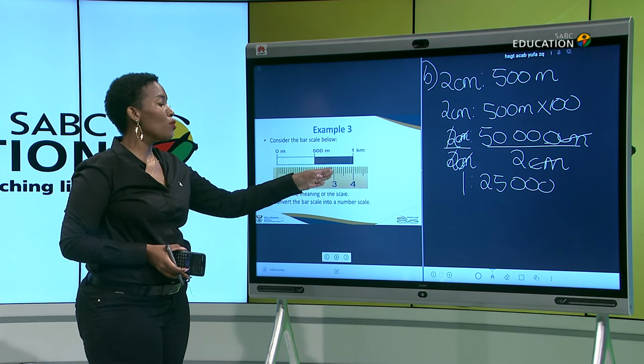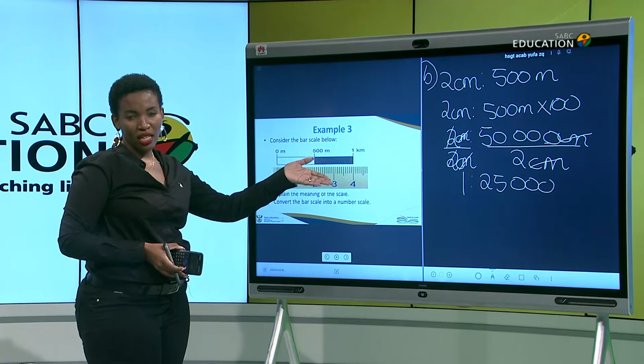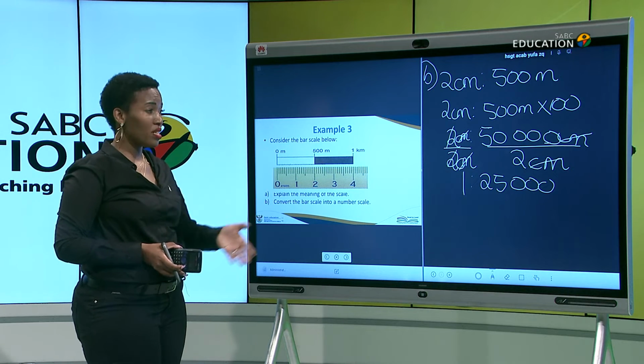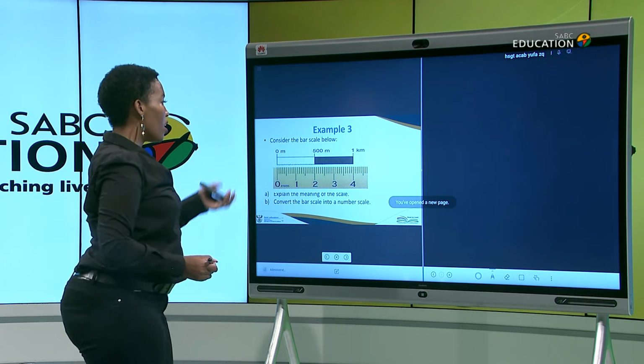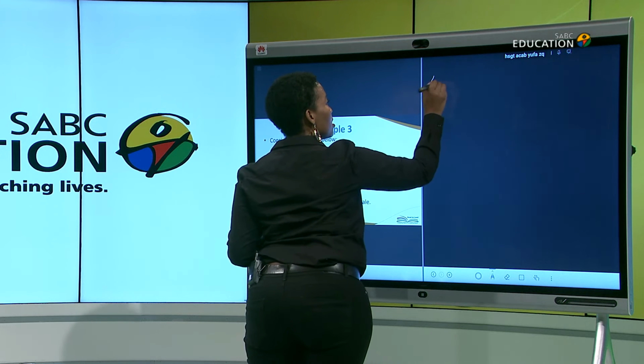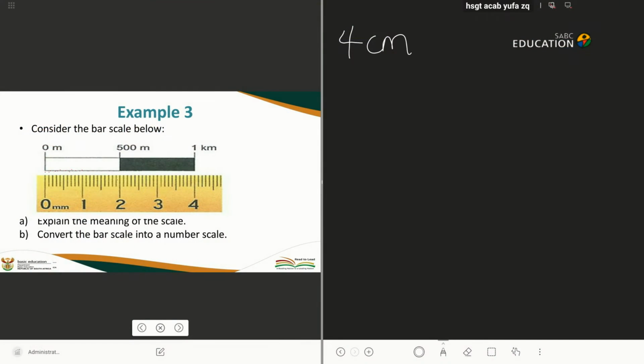Let us see if we use 4 centimeters and 1 kilometer. Will our answers be the same? Let us check. If I'm going to use 4 centimeters, to say 4 centimeters is equivalent to 1 kilometer.